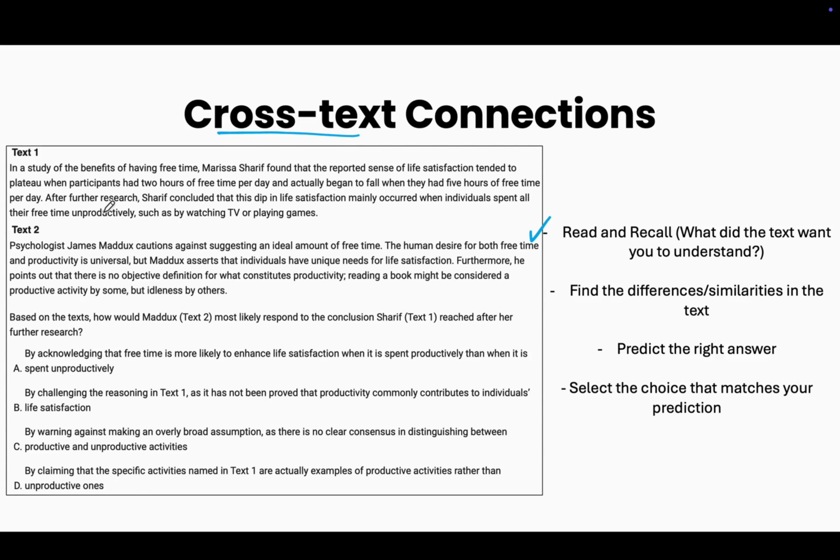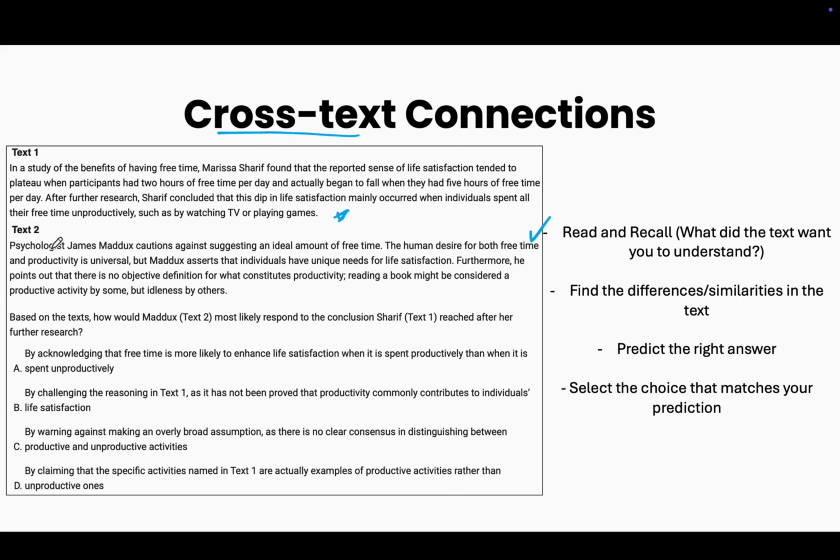After further research, Scher concluded that this dip in life satisfaction mainly occurred when individuals spent all their free time unproductively, such as by watching TV or playing games. This is saying they felt worse because they were spending their time unproductively. Text 2. Psychologist James Maddox cautions against suggesting an ideal amount of free time. The human desire for both free time and productivity is universal, but Maddox asserts that individuals have unique needs for life satisfaction. So this is saying that people have different needs for life satisfaction.